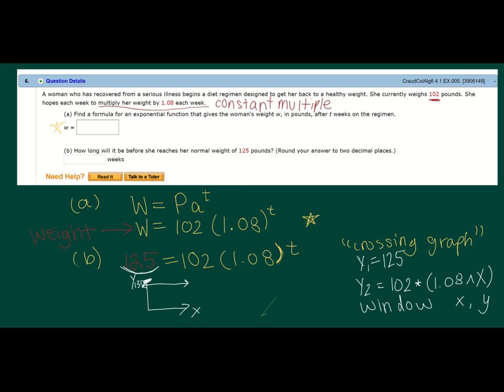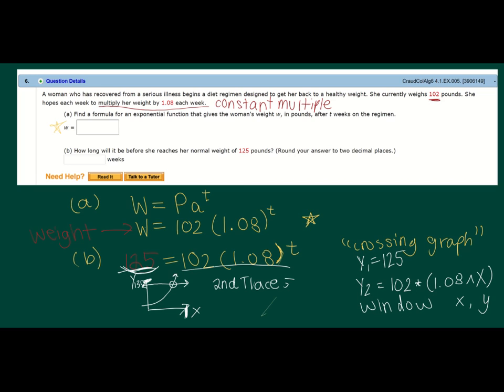And you're going to have to determine how far my x's need to go out, how many weeks she needs to spend on this regimen in order for the exponential graph on the right-hand side to cross the constant graph of 125, right? And you're going to be using your crossing graphs method, which is second trace option 5 for intersect.